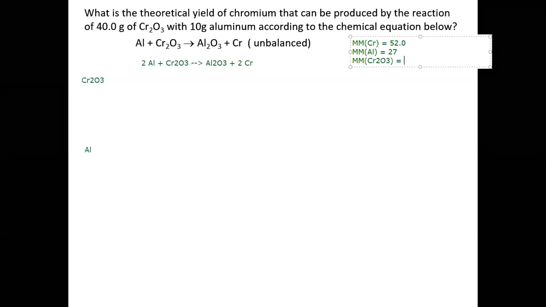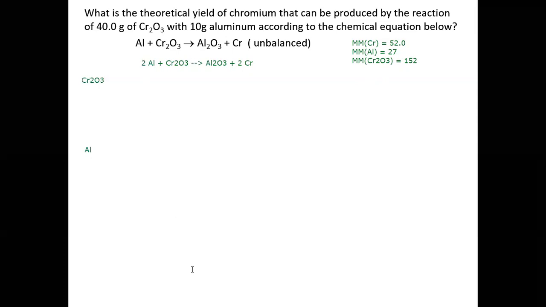set of calculations. We're going to do one for chromium(III) oxide, and we're going to do the exact same thing with aluminum. And so we need some molar masses. So the molar mass of chromium, 52.0. Molar mass of aluminum, and the molar mass of chromium(III) oxide, 152. So now we have the molar masses of the reactants and products that we need.